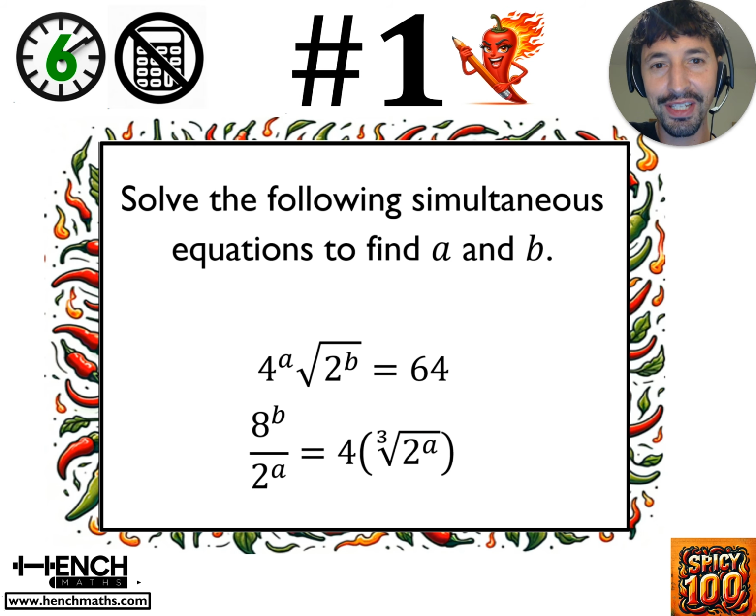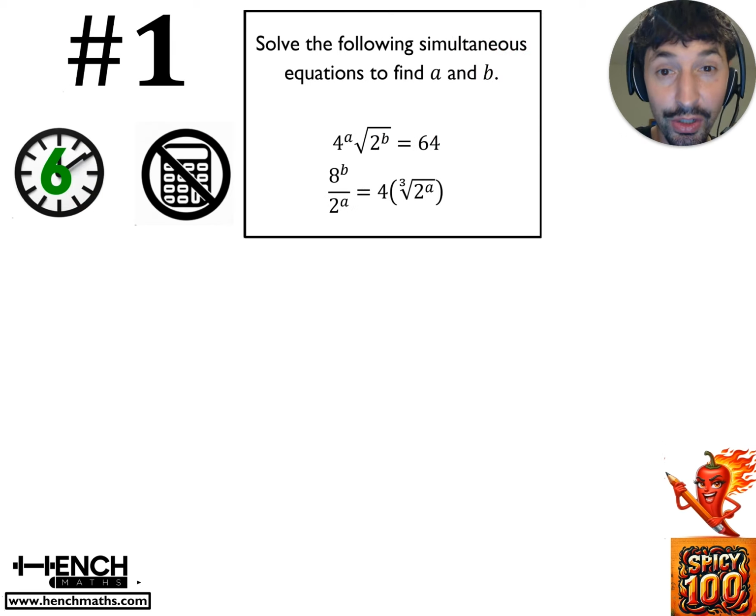Question 1 of the Spicy 100. See how you fare with this one. This is a simultaneous equations question, but we also need to be confident with indices. Looking at this question immediately, I notice something about these numbers: 4, 2, 64, and 8. They are all powers of 2.